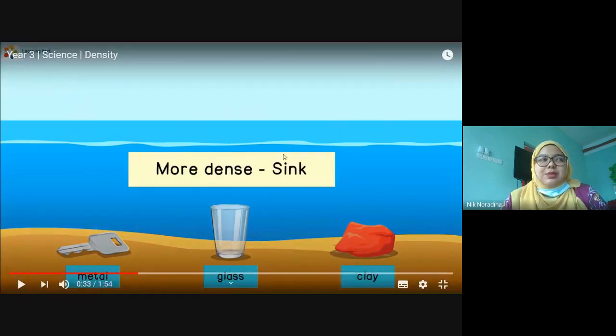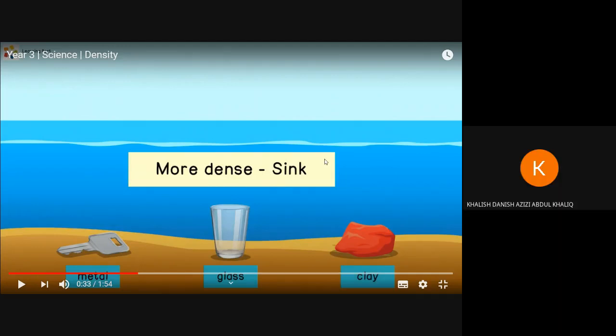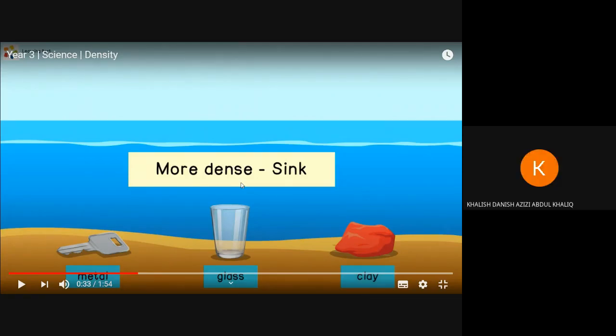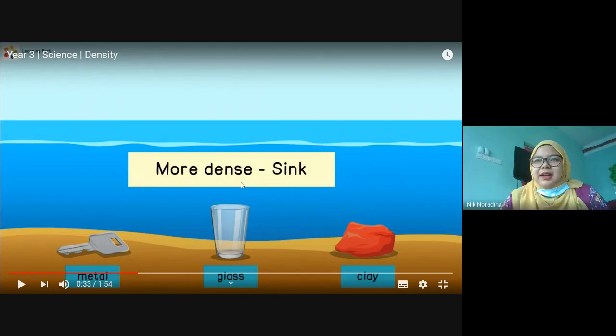All right, so the next one we have objects that sink in water. Okay, so what is the meaning of sink? Tenggelam. Okay, good job. Correct, tenggelam. When an object is more dense, pronounce with teacher, more dense. More dense. Okay, good job.